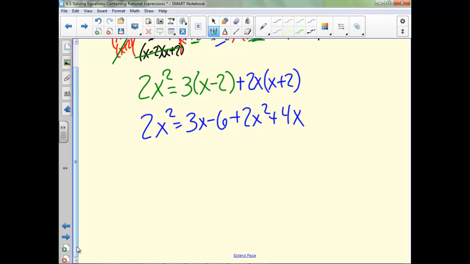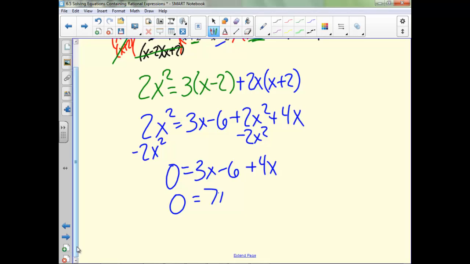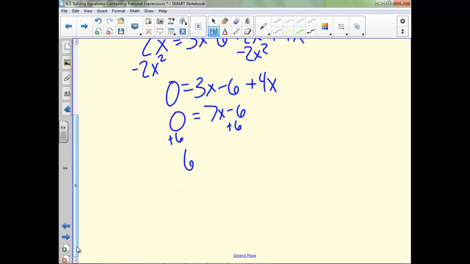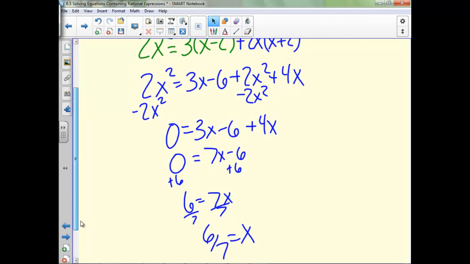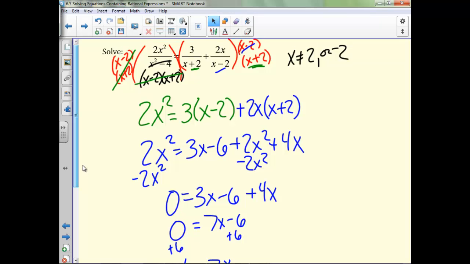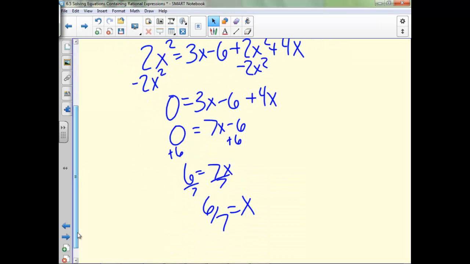And let's go ahead and get all these 2x squareds together. And then let's double check, can that be one of our answers? Well, our x couldn't be 2 or negative 2. This is neither. So we are good.